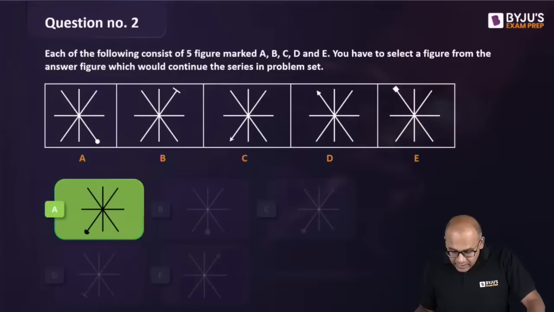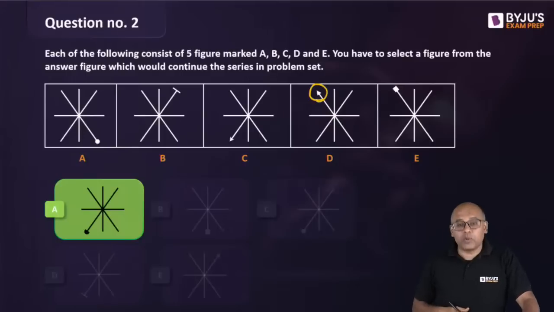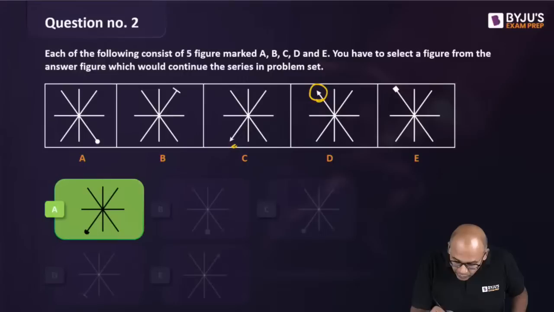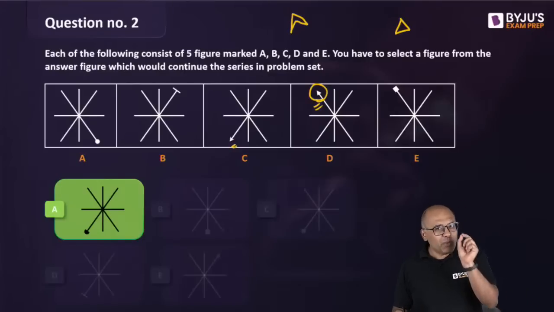Arrow was repeated here. I think there shouldn't have been an arrow. Okay, it's not exactly that. If you notice, there's a small difference. This arrow and this arrow are different. One arrow is a triangle, the other one was like this. So there's a small difference.